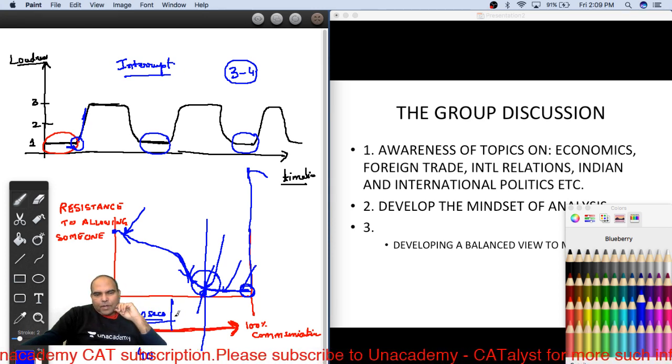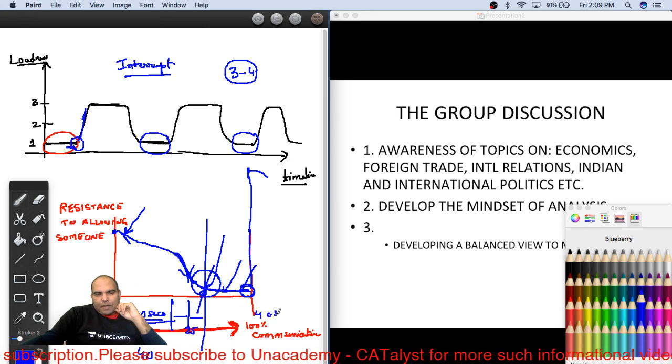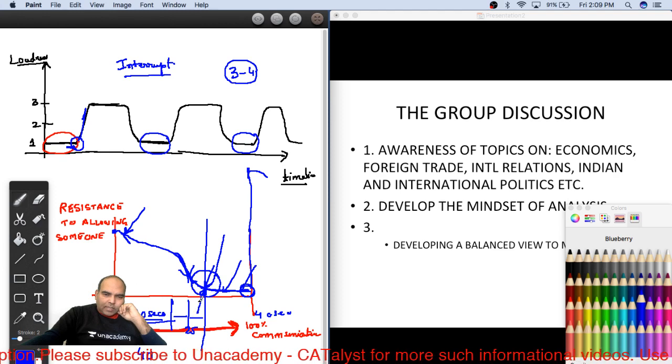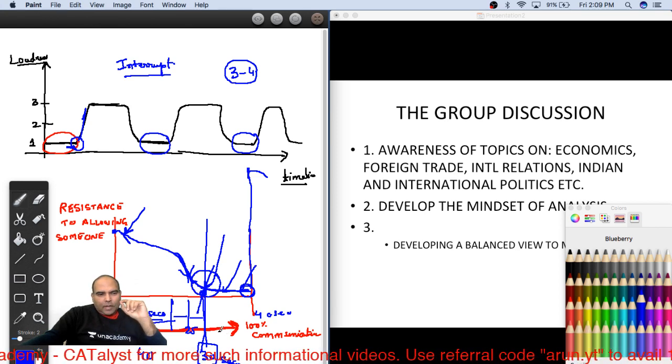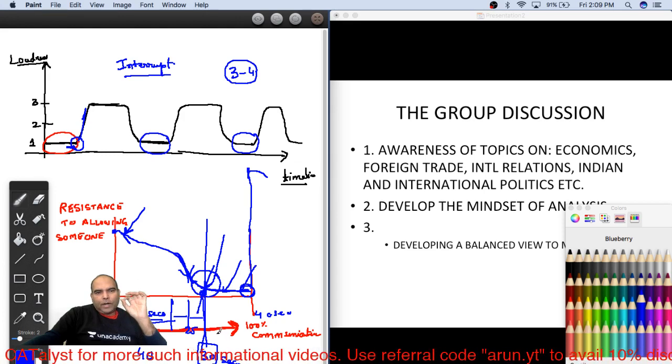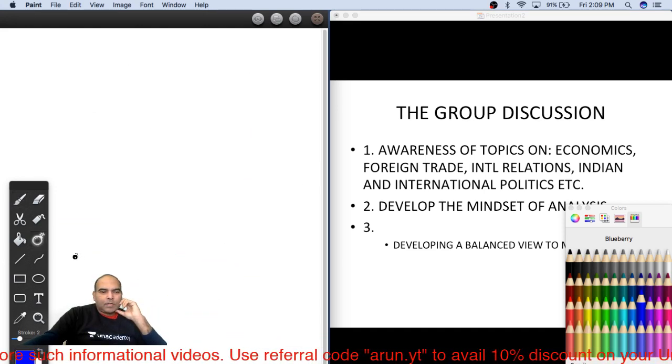But after the 20th second, 25th second, 30th second, अगर 40 second का timeline है, तो by the 30th second his resistance will drop. He's made his point, right? And at this point, if you become the first one to spot that and interfere, you'll get your chance. So that's what good interruption skills mean.